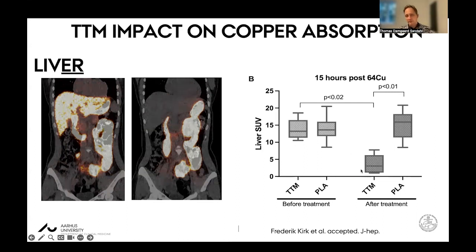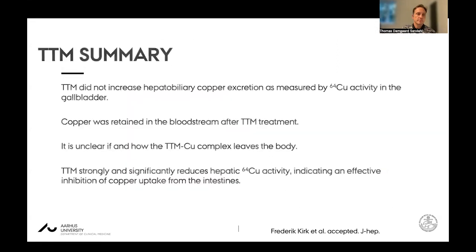And looking at it more quantitatively here, we can then confirm that TTM has a very, very powerful impact on hepatic copper absorption. And then secondarily, this is probably due to an impaired intestinal copper absorption. So we believe that this is one of the ways that TTM actually works. And that was, to us, of course, very interesting.